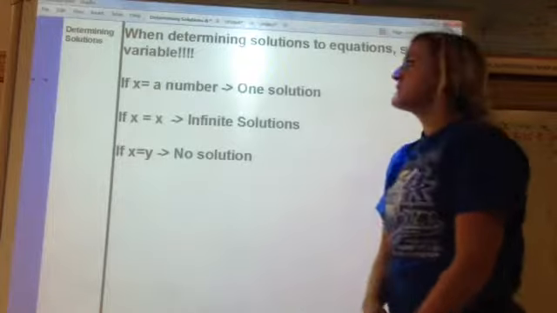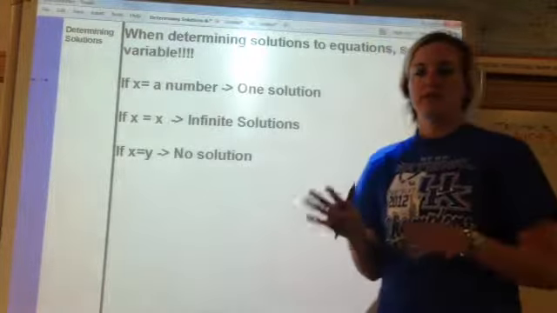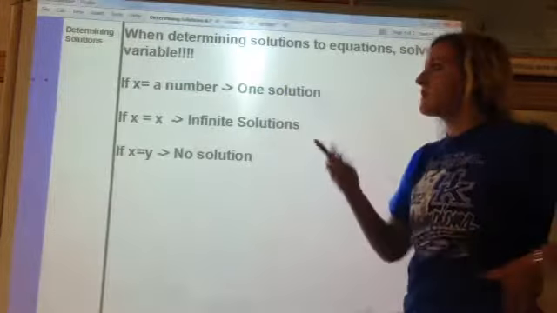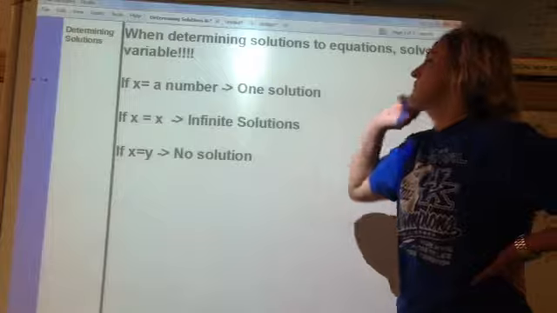Alright, today we're going to be talking about determining solutions to equations and then also functions. We'll get to the functions part in a second. Let's go ahead and remember what determining solutions mean.